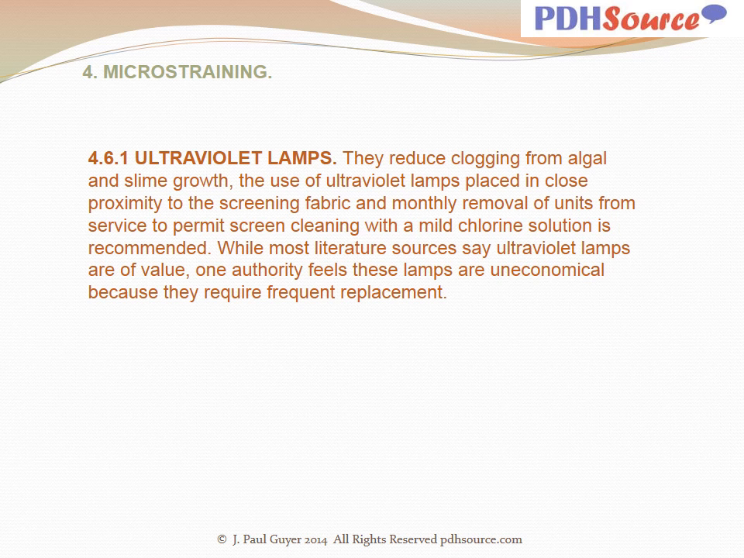Ultraviolet lights may be employed in tandem with micro straining. They reduce clogging from algal and slime growth. The use of ultraviolet light lamps placed in close proximity to the screening fabric and monthly removal of units from service to permit screen cleaning with a mild chlorine solution is recommended. While most literature sources say ultraviolet lamps are of value, one authority feels these lamps are uneconomical because they require frequent replacement.